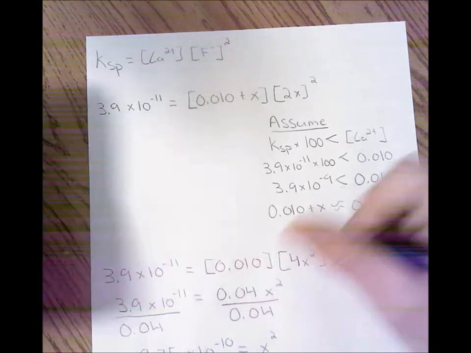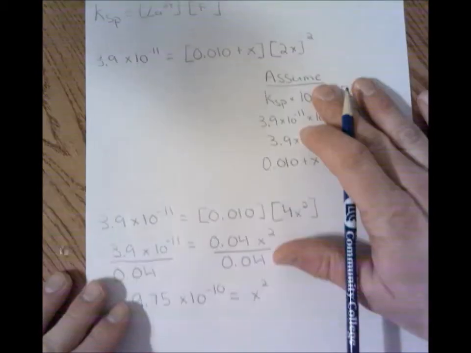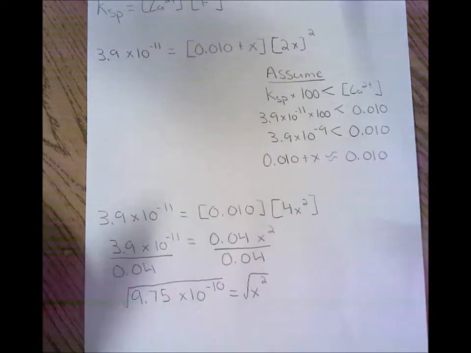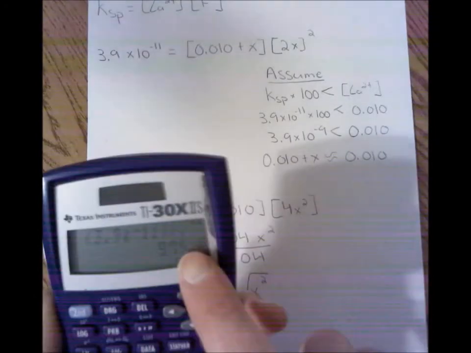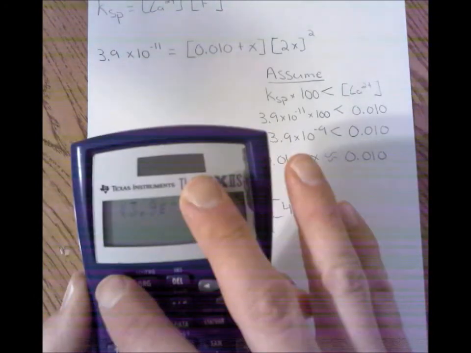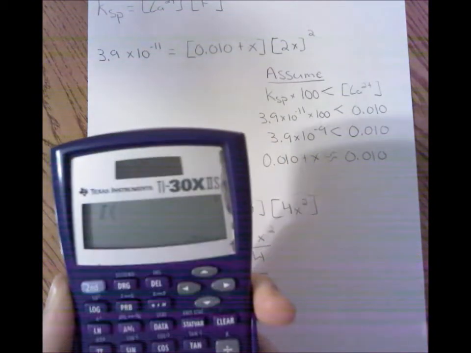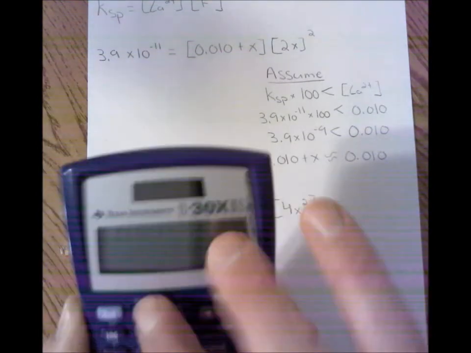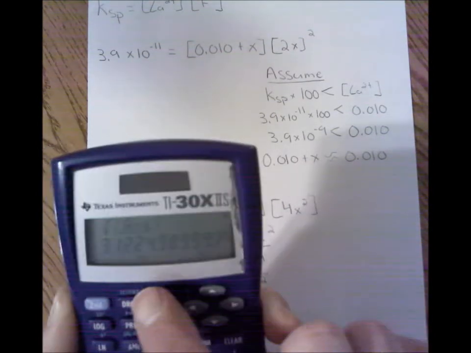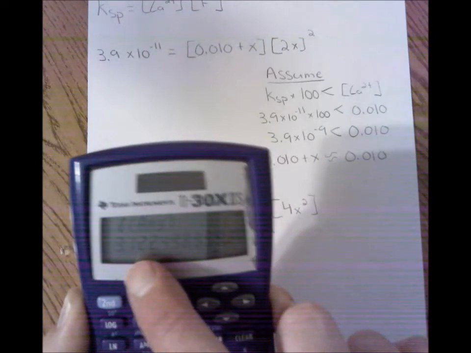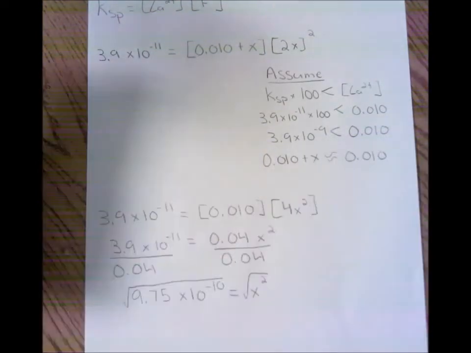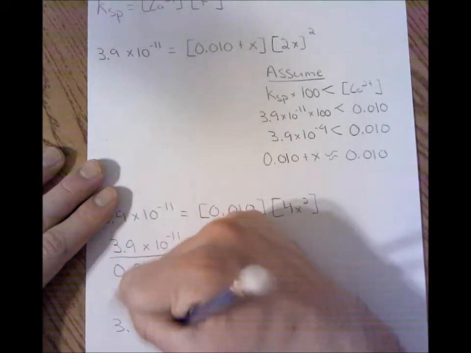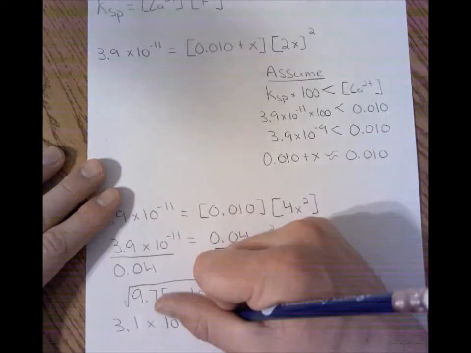So to get rid of x squared, all I need to do is take the square root of both sides. Because my last answer is still in the calculator, I can hit second, get that square root button, and then insert that answer. Now this answer gives me 3.1, with some rounding, 3.1 times 10 to the negative 5th. So 3.1 times 10 to the negative 5th equals x.